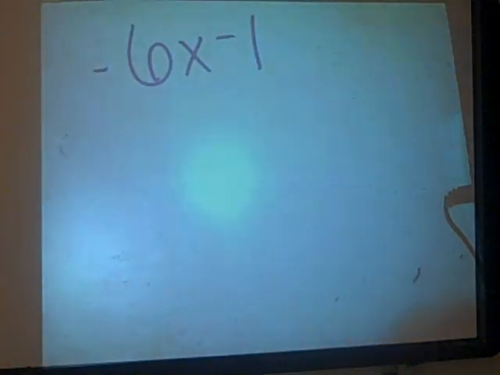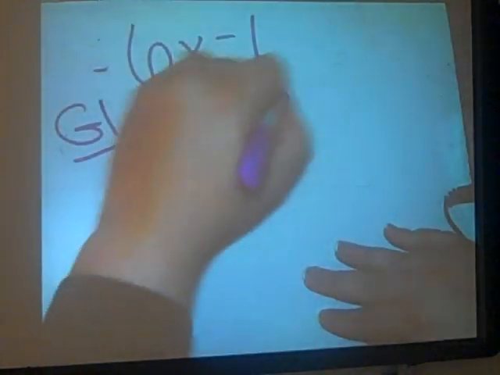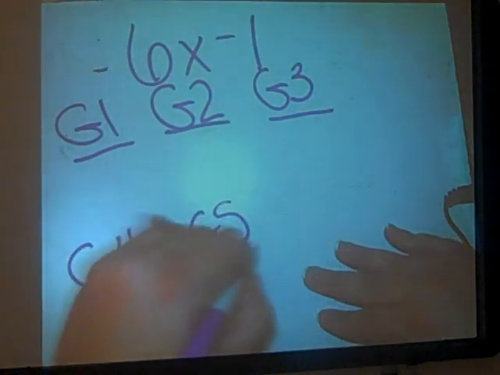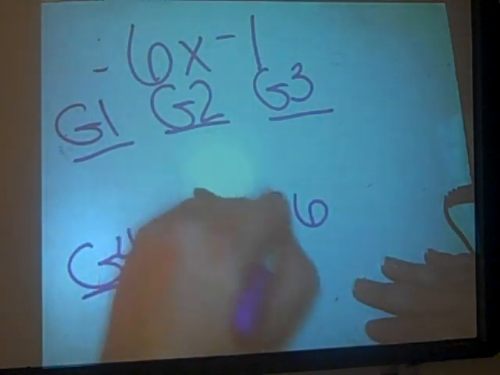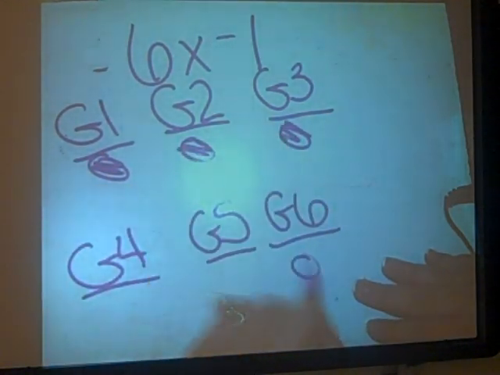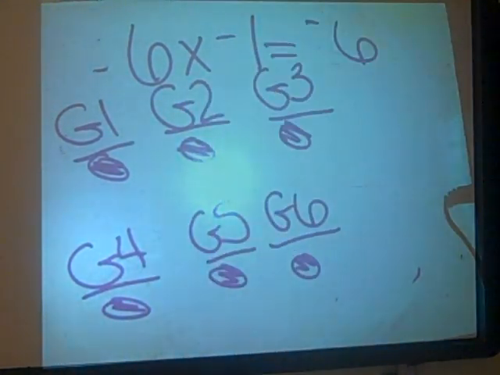So let's look at the second one. We have 6 times negative 1. So this tells us that we're going to have 6 groups. G1, G2, G3, G4, G5, and G6. And there's going to be negative 1 in each. So we have a total of 6 shaded in circles, so negative 6.